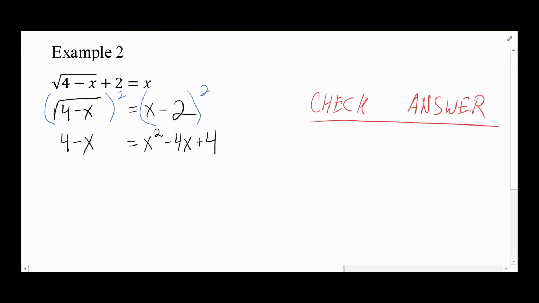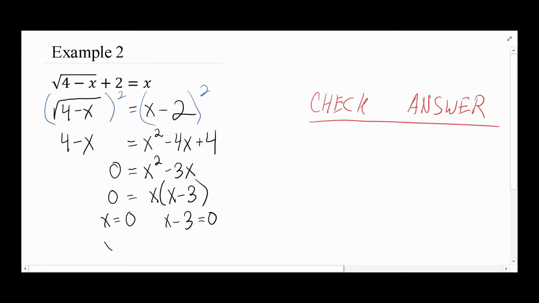Now what you have is a quadratic equation. You have an x squared equation. To solve a quadratic equation, we get everything to one side so that the other side is 0, and then we factor. So we're going to add an x to the other side, and we're going to subtract 4 from both sides, making both 4's go away, and leaving just 0 there on the left. So now to factor this, we're going to factor out the greatest common factor of x, and then set each factor equal to 0, giving me x equals 0 or x minus 3 equals 0. And this gives me my two potential solutions of 0 and 3.